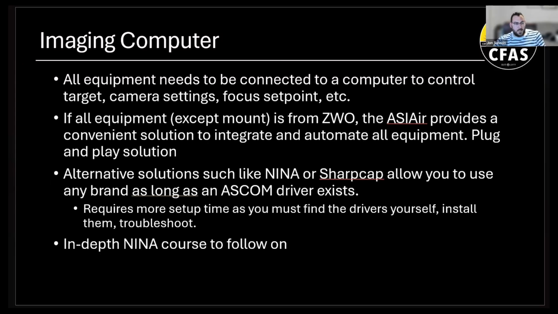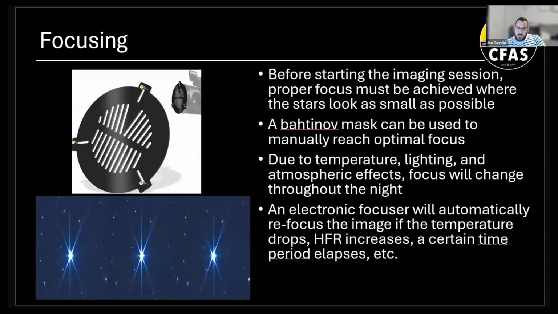All right. So you have your camera, you have it connected, the proper back focus. You figure out what gain you want to use, what offset, and then one thing you have left to do before you start taking images is you've got to actually focus your camera onto the stars. Before you start any imaging session, you have to achieve proper focus. What you want is for the stars to look as small as possible and as round as possible.